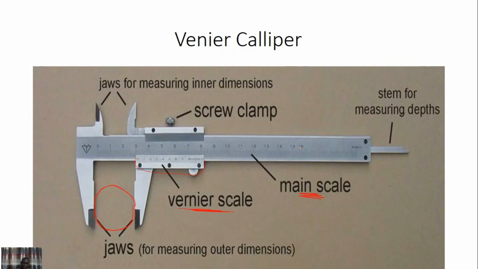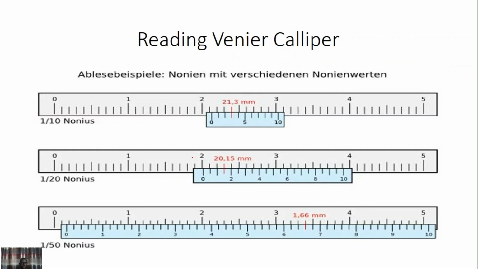okay, and this is the Vernier scale, okay. I'll show you how it is read, how the measurement is read, okay, in the next slide. Now, this is the main scale, and this is the Vernier scale. You can see the marking of the main scale.